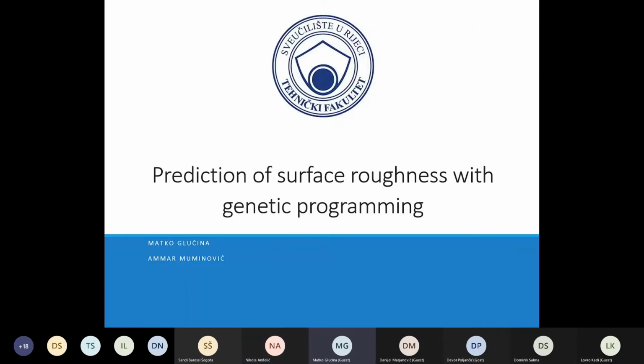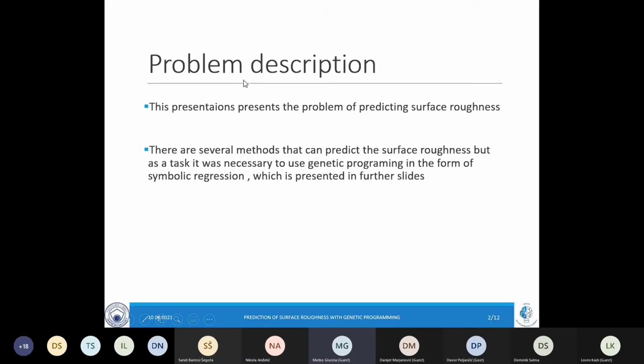My name is Matko Gluchina, and my colleague Amar Muminovic and I will be presenting a project titled Prediction of Surface Roughness with Genetic Programming. Firstly, the problem needs to be presented. This presentation is describing the problems and solutions to predicting surface roughness using artificial intelligence and genetic programming. Normally, there are several methods that students use to predict surface roughness, but for this research purpose, we will use genetic programming and symbolic regression. Methodology and results are presented in the further slides.